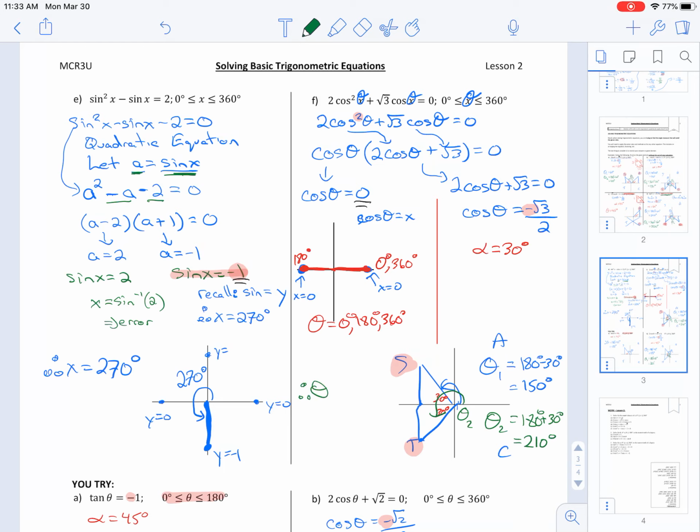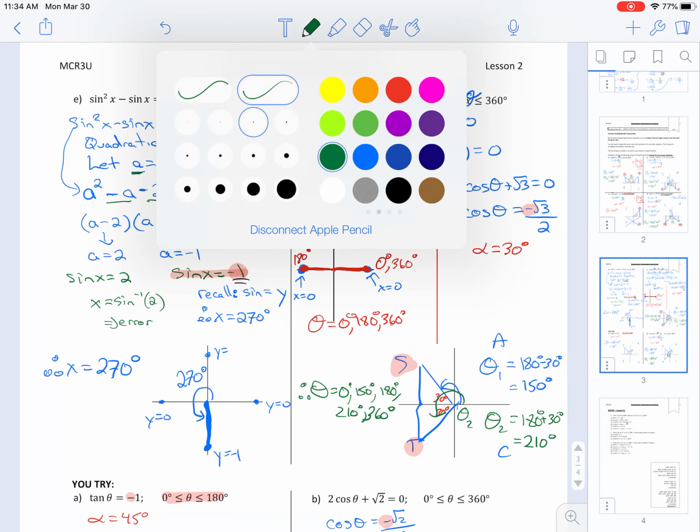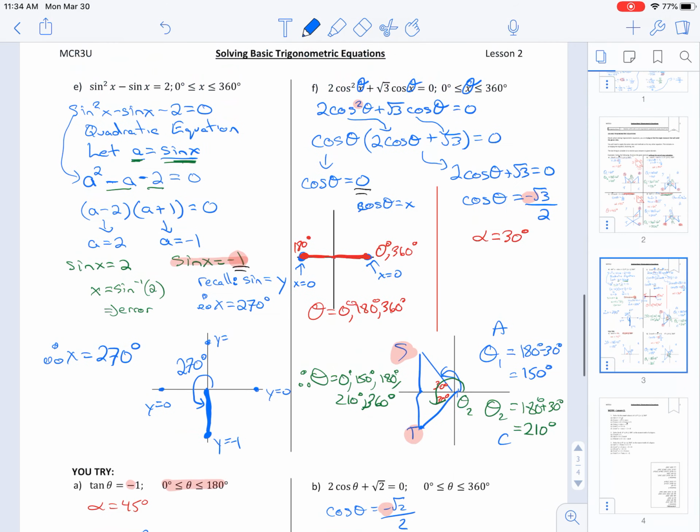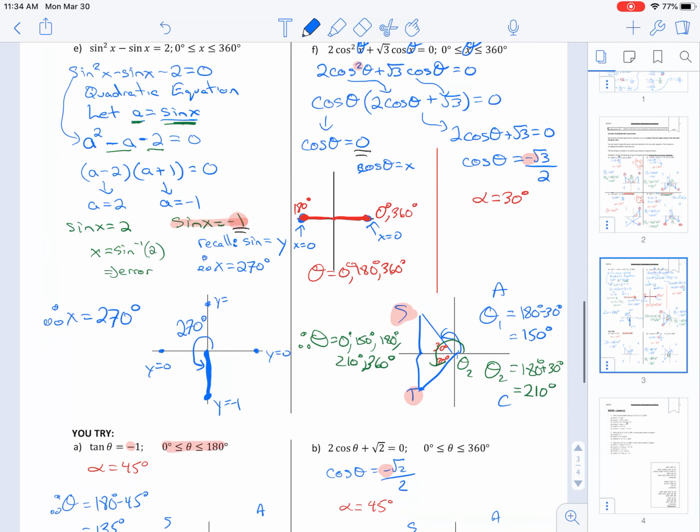So we should say therefore theta equals, in this case, 5 different possibilities: 0 degrees, 150 degrees, 180, 210, and 360. So a lot going on. Very tricky. Those are some of the hardest questions, and you will see more of that in grade 12. But it's good to see them now.